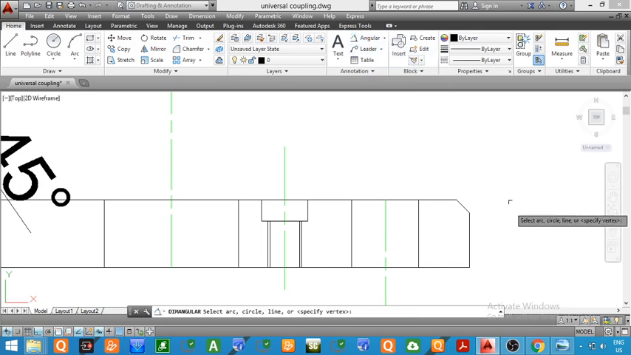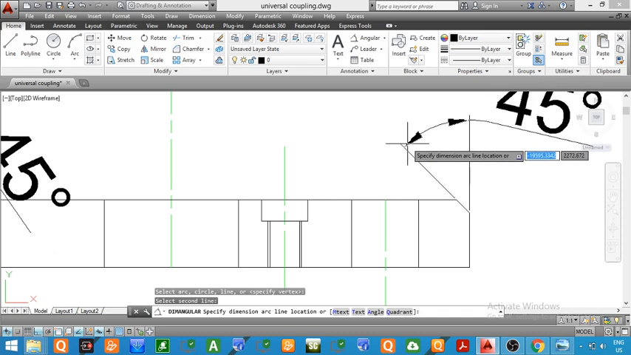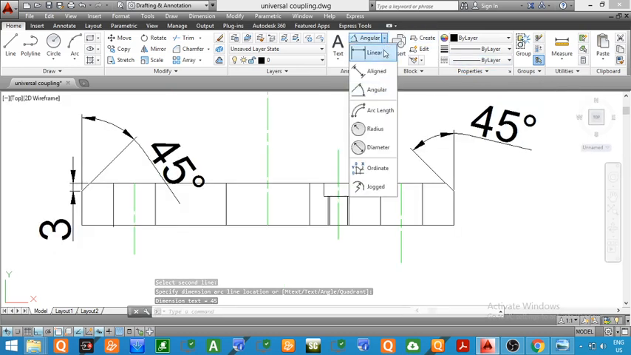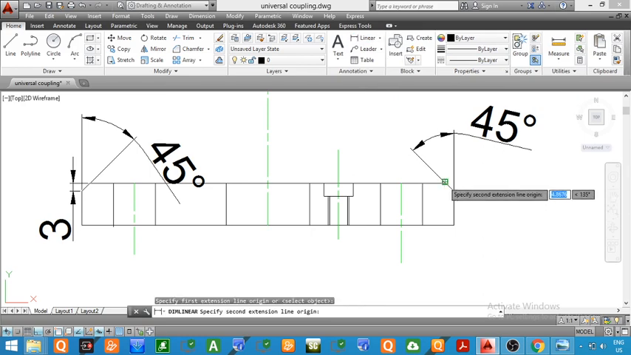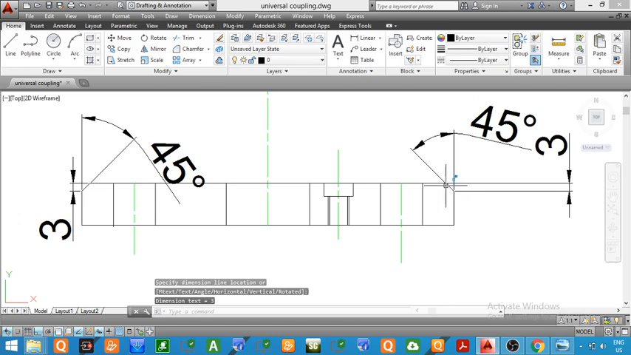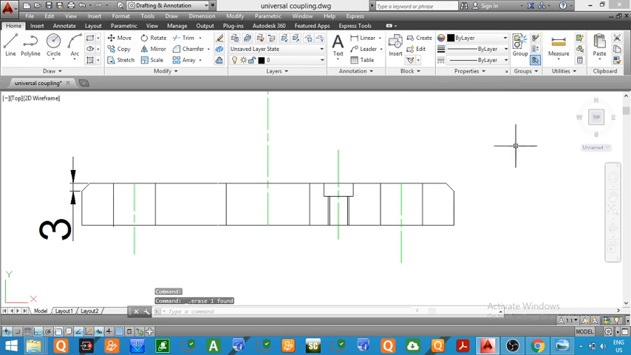Again we will give the dimension. Now the angular dimension of this line with the vertical will be equal to 45 degree, whereas the vertical distance from this point to this point will be equal to 3 mm. So the vertical distance of this inclined line is equal to 3, whereas the inclination is equal to 45 degree. So finally we have completed the front view of the jig plate with all the holes and chamfer provided inside it. Now we will show hatching lines inside a solid part.